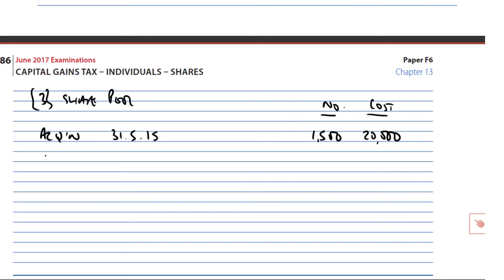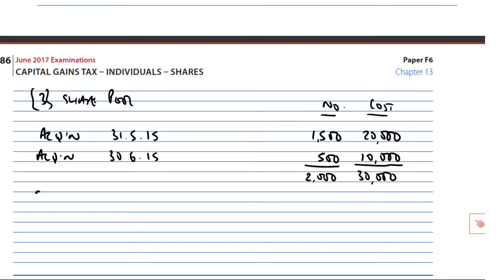There's your first acquisition. Second of the two acquisitions that went into this pool was at the 30th of June, I think, 15. That was a further 500 shares, and there's an additional cost of £10,000. So at the point of disposal in February 17, there were within the share pool some 2,000 shares that had a total cost of £30,000. Now we can deal with the disposal. Remember, it's a pool, so we take out the share cost on an average basis.